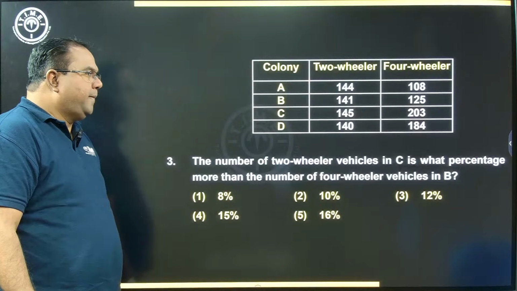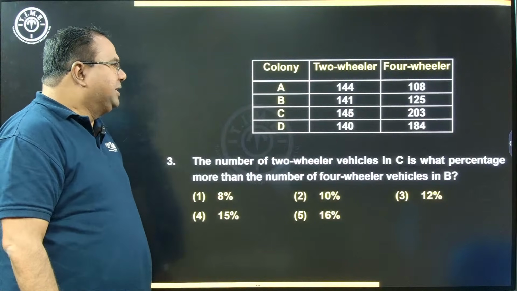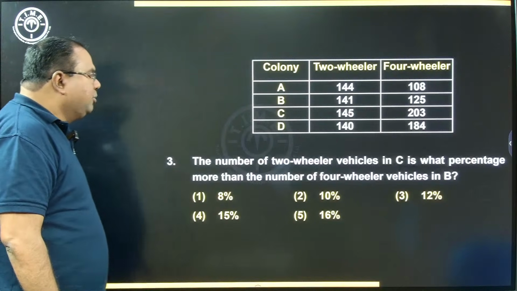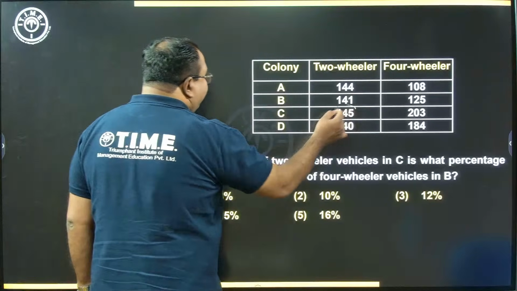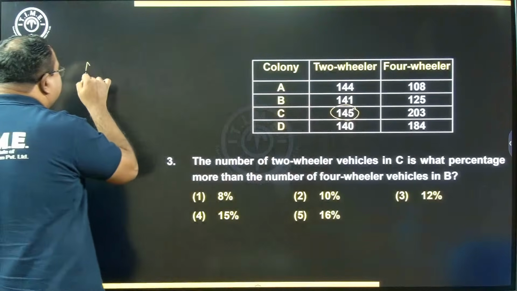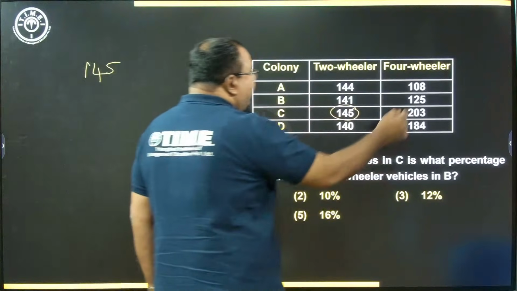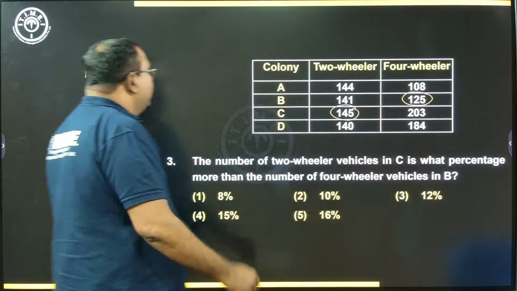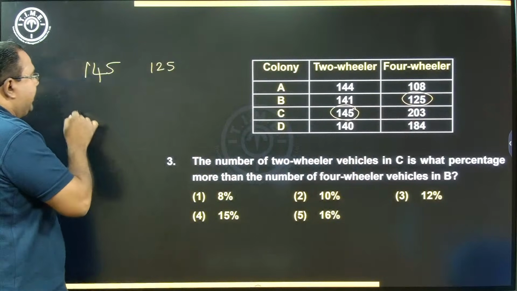Try this question. Number of two-wheeler vehicles in C is what percentage more than four-wheeler vehicles in B? Two-wheelers in C, 145. This is what percentage more than four-wheelers in B? Four-wheelers in B is 125. Percentage more.